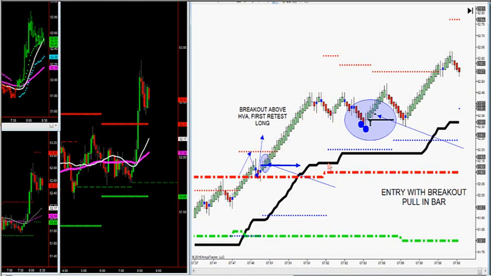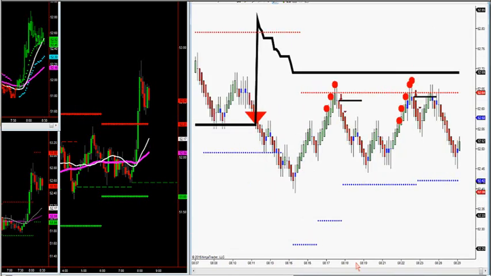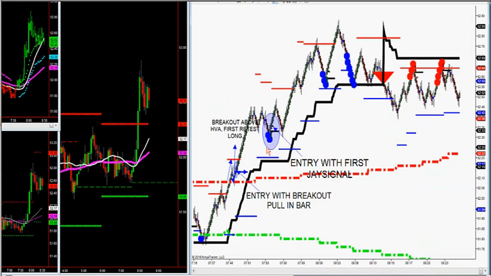What happened yesterday is it retested. We got the first J signal and it shot straight up for a $700 trade. When it broke through high value area, it was the exact same trade that happened yesterday, right? It's the exact same trade that happened yesterday, just like this. Only went up almost 800 bucks.